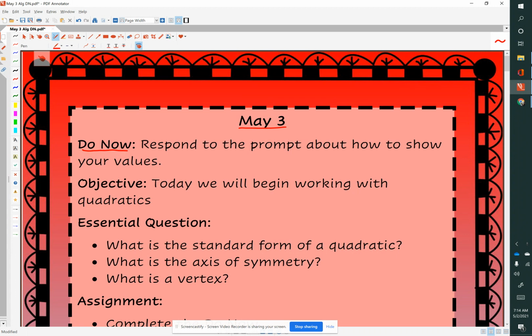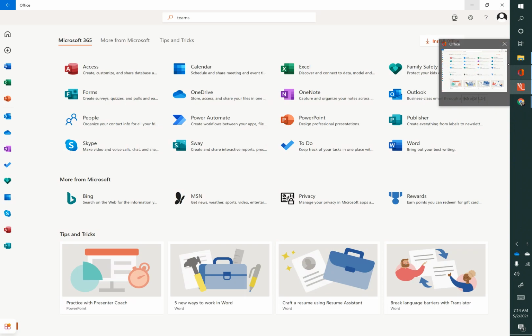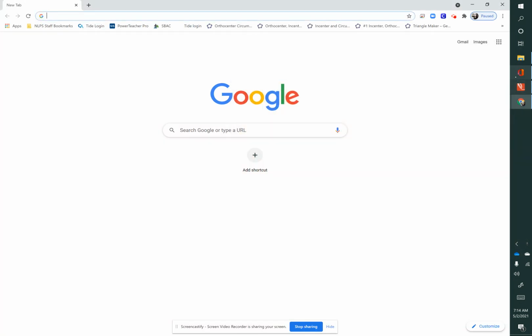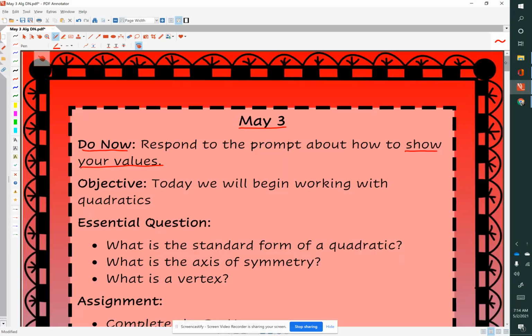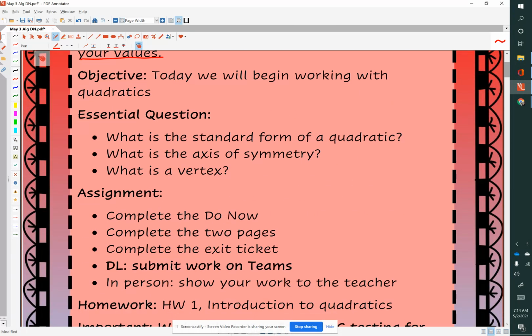I'd like you to respond to the prompt about showing your values. So it's one thing to have them, but what behaviors, what things can we do to show those values? Sorry about that, my computer's just waking up.